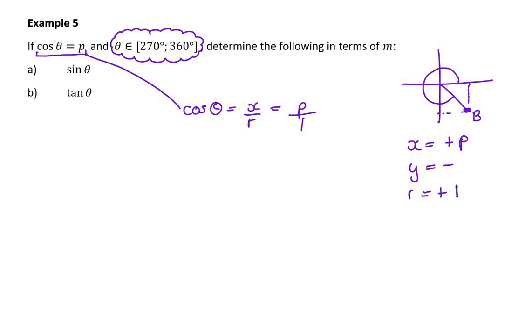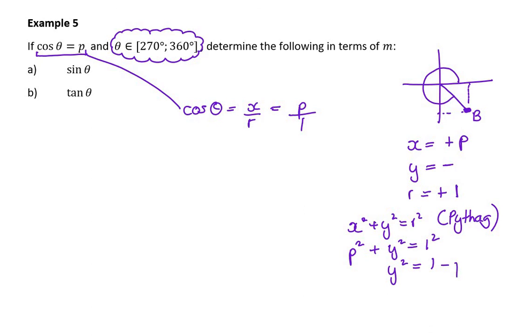So this is almost exactly the same as examples 2 and 3. It's just using a letter and not a number. Now again, we're going to have to use Pythagoras. So we're going to say x squared plus y squared is r squared, Pythagoras. And you'll notice this is very similar to the previous calculation. So p squared plus y squared is 1 squared. So y squared would be 1 minus p squared. And then I would square root. Now don't forget, this could be the positive or negative square root.